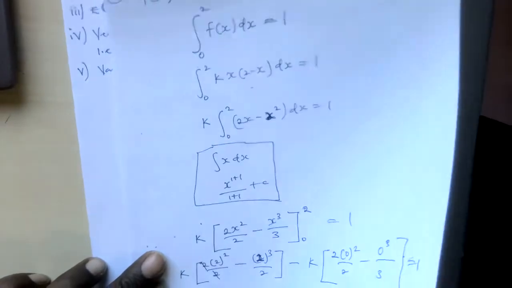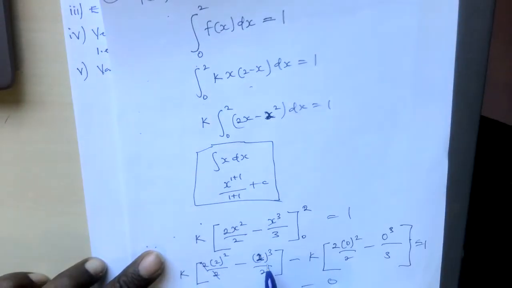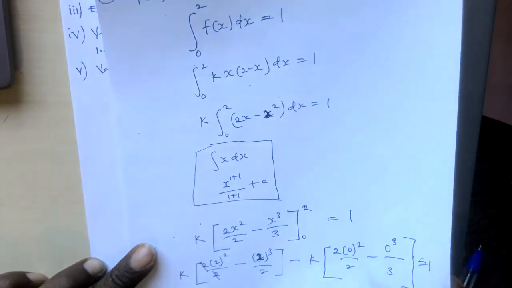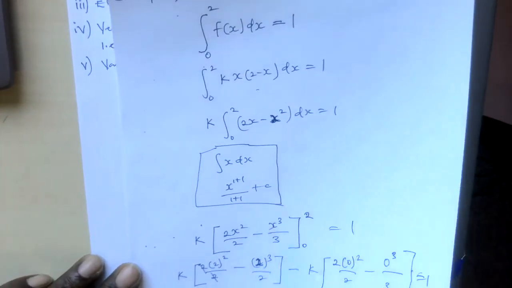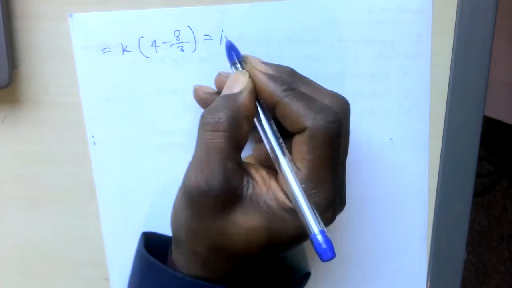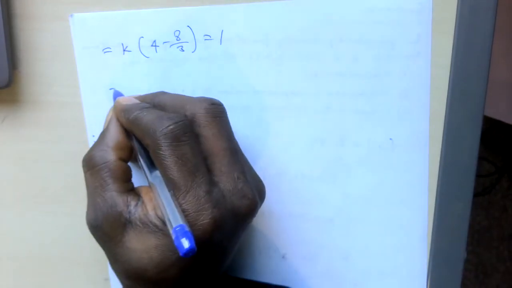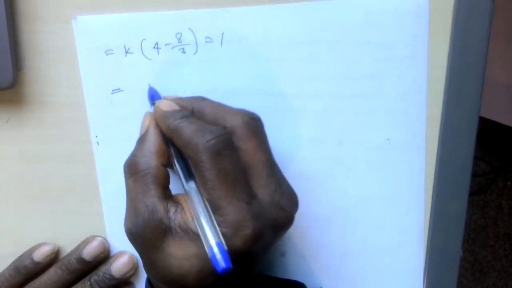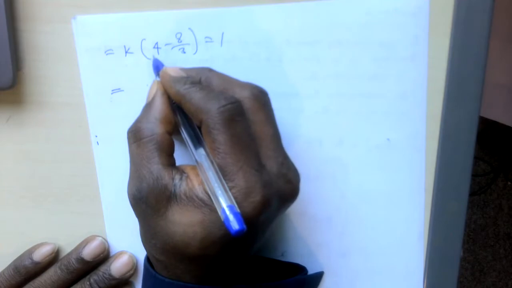So let's now do this. This is 2 squared. This is 8 over 3 equals 1. 2 squared is 4. So k times (4 minus 8 over 3) equals 1. You can do your algebra, but let's do this together. So we have 4 over 1.